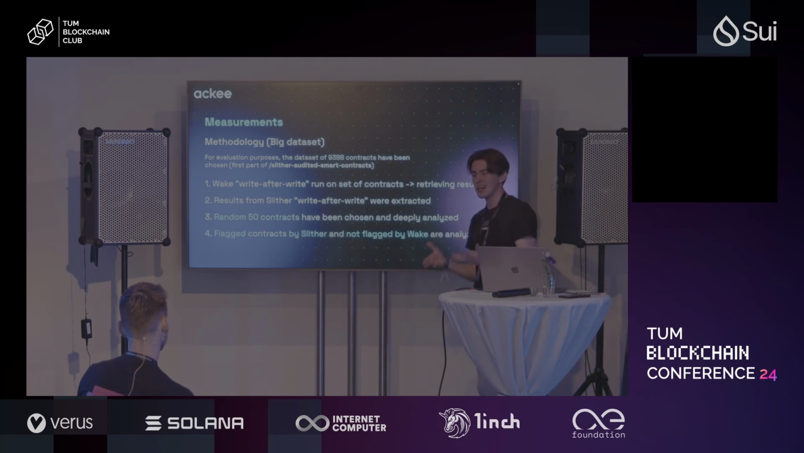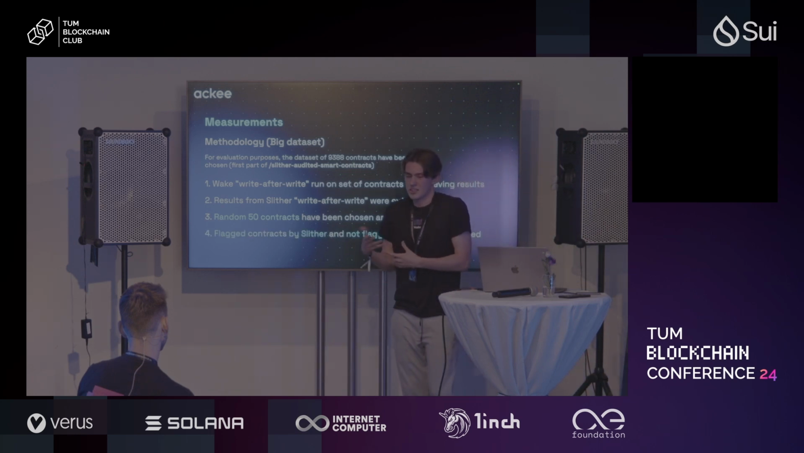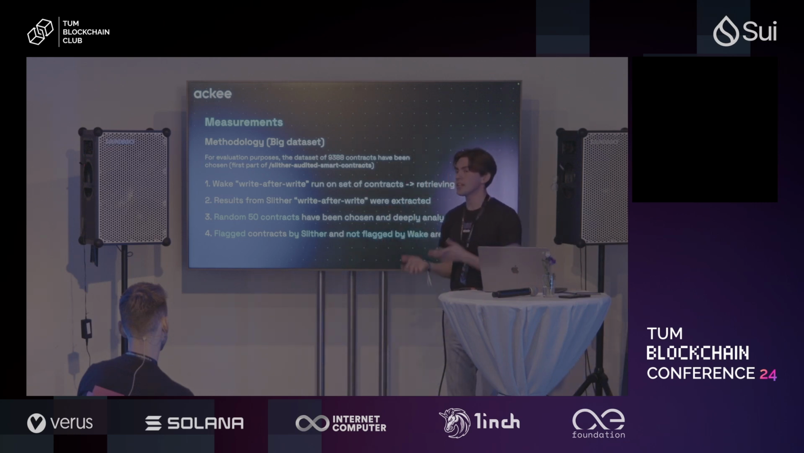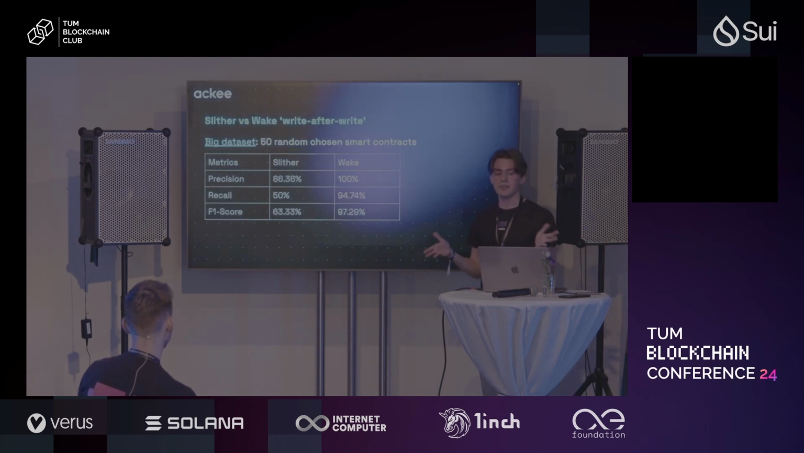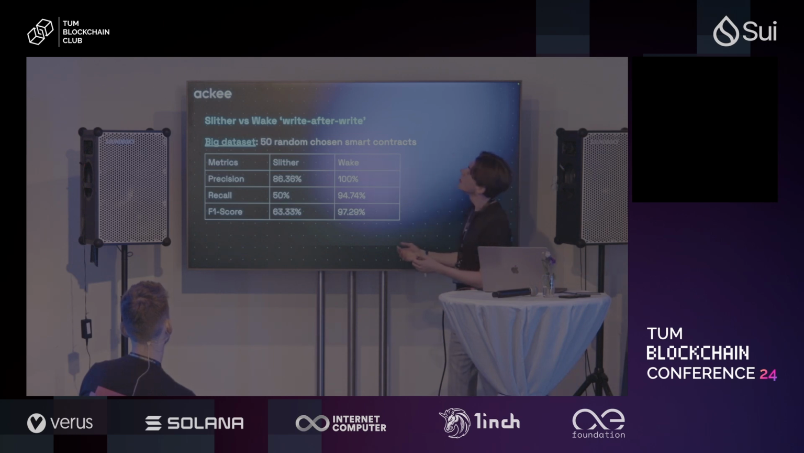We also found out that our Wake detector finds more issues than Slither, and we decided, okay, let's see what issues Slither found and evaluate them, so we will know where we should work and where we should improve. In the first experiment with 50 randomly chosen smart contracts, we have 100% precision in comparison with Slither, and also better recall, almost 95%, and also a better F1 score.